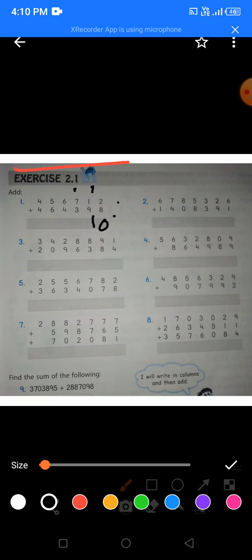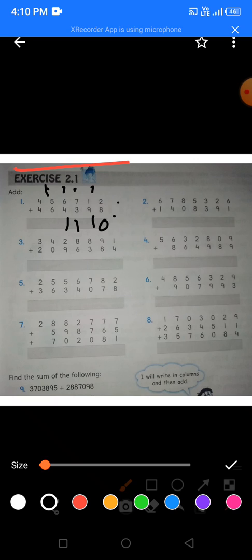Then again 7 and 1. So 1 plus 7 is 8. 8 plus 3 is 11. So again 1, and I have carried 1. 1 plus 6 is 7. 7 plus 4 is 11. So again I have written 1 here and I have carried here 1.